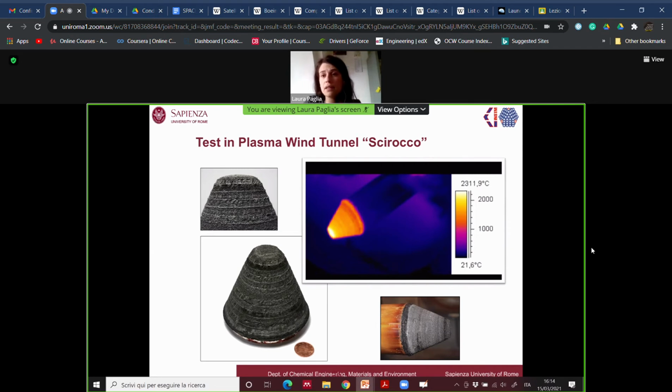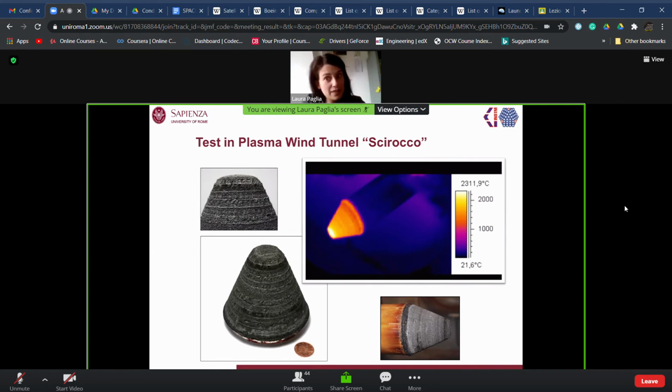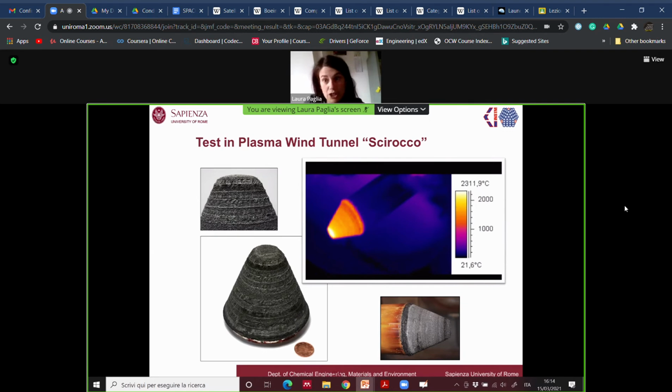And this can happen also only when the material is quite homogeneous. Okay, the homogeneity of the material is very important, it is not sufficient, but it is a necessary condition for not having a spallation of the material in a particular point, but a homogeneous surface recession of the material.